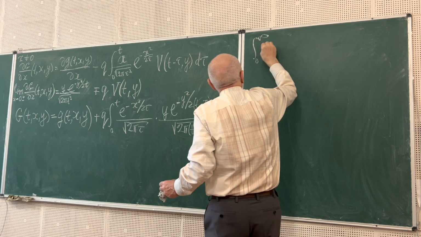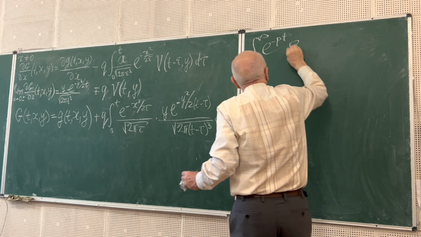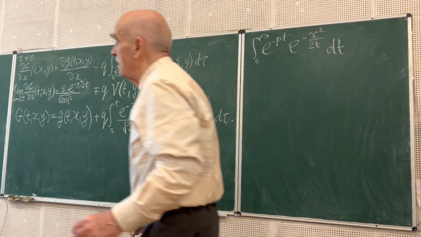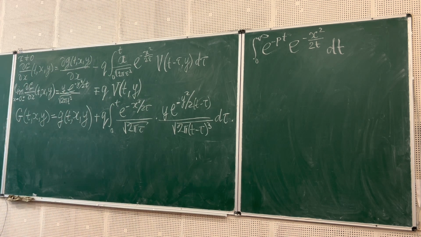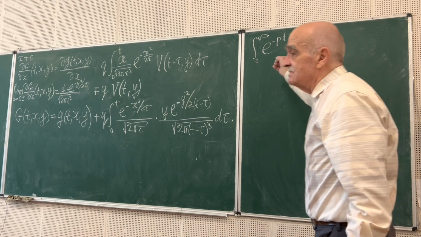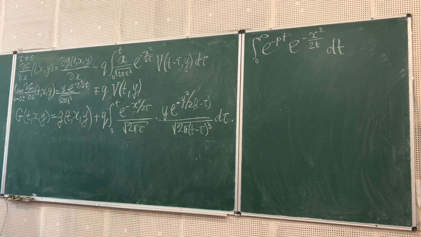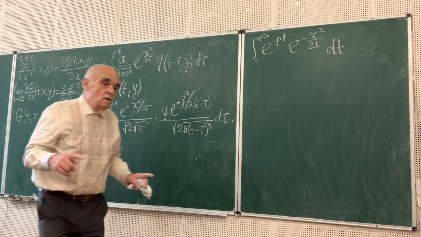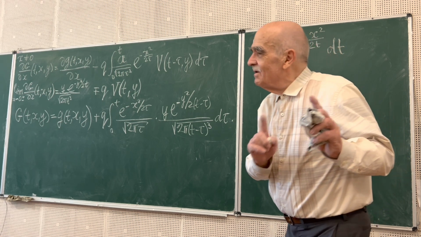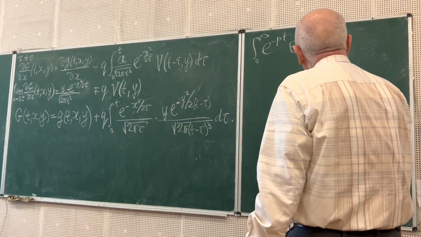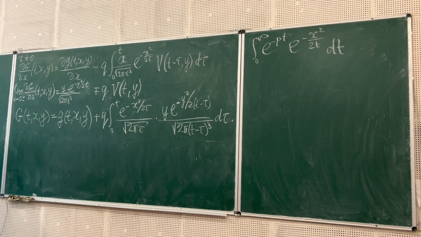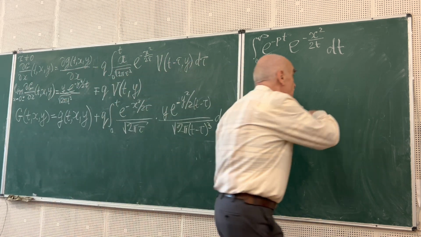Integral from 0 to infinity of e to the power minus pt, e to the power minus x squared over 2t, dt. In the book by Ito and McKean, this is an exercise, and there is some hint how to calculate this. They proposed to calculate this integral with the help of integration in the complex plane, and they indicated the contour along which you should integrate.